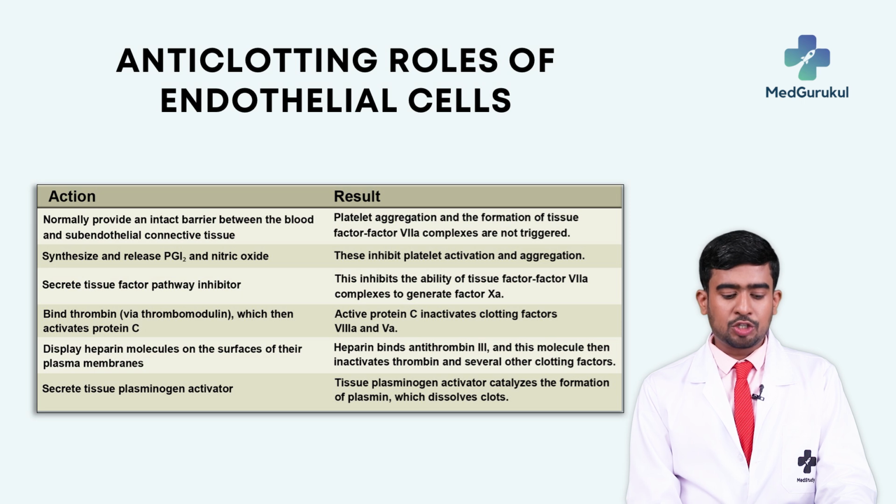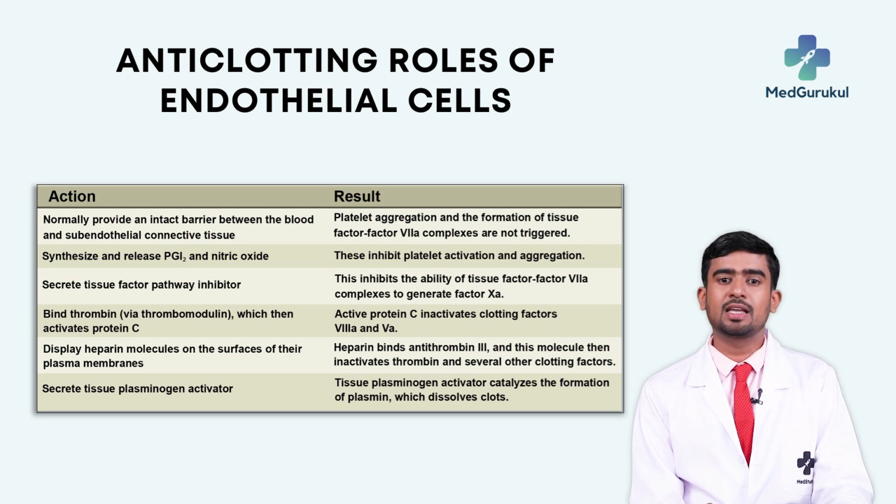The next function is to release prostacyclin as well as nitric oxide. We know prostacyclin and nitric oxide are vasodilators, and they are inhibitors of platelet activity. Thereby, platelet aggregation and activation is prevented and primary hemostasis is prevented. The next function of endothelial cells is to secrete tissue factor pathway inhibitor. We have already seen this function in the first slide, that is, it will release tissue factor pathway inhibitor, and this will inhibit factor 7 and factor 5.